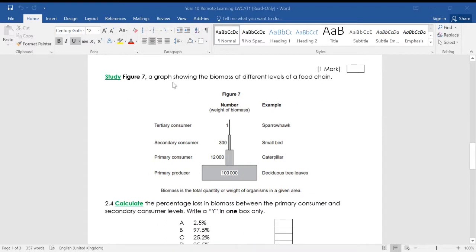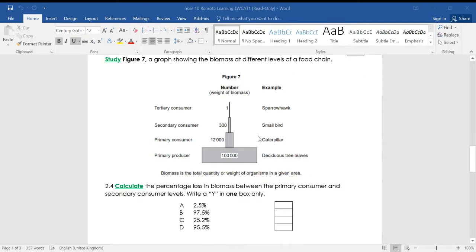Next question: study figure 7, a graph showing the biomass at different levels of a food chain. Biomass, it says down here, is the total quantity or weight of organisms in a given area. So if, for example, we went to a forest, we might have 100,000 leaves on the trees, 12,000 caterpillars, 300 small birds, and 1 sparrowhawk, for example. We can see that those numbers are different depending on the ecosystem, and depending on the organism's position within that food chain or food web.